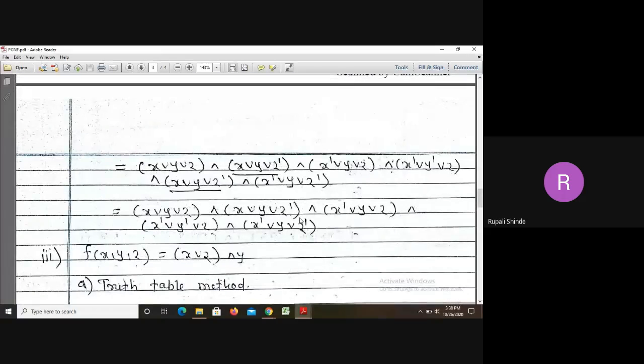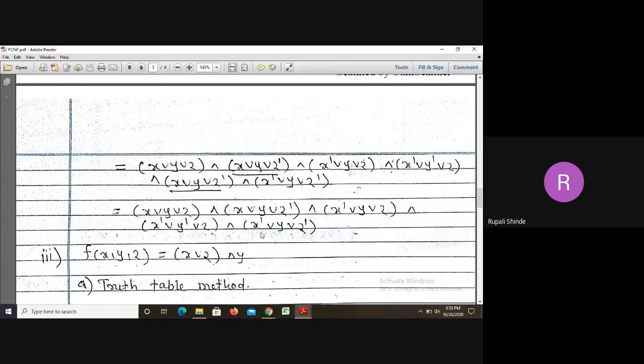So check here, I have done here. So again, we have to think about repeated terms. So here one term is repeated, x or y or z complement. So that term we have to consider only once. So after solving this, you will get 5 terms.